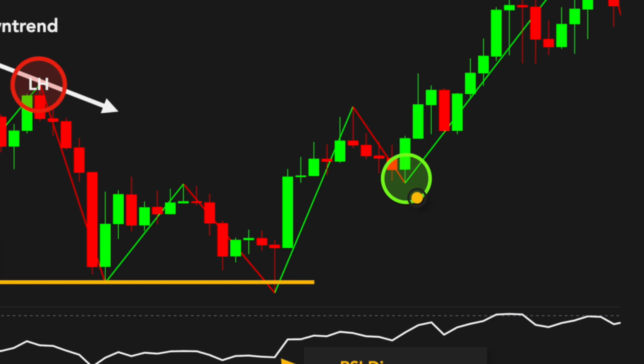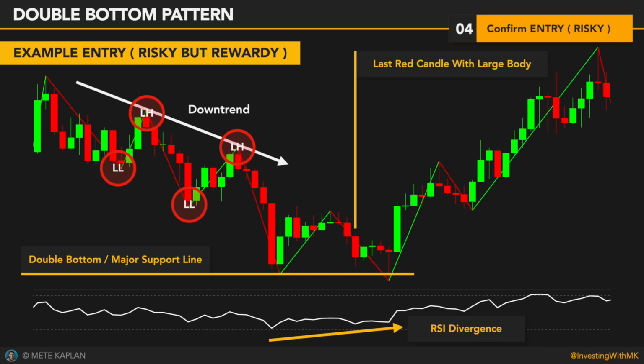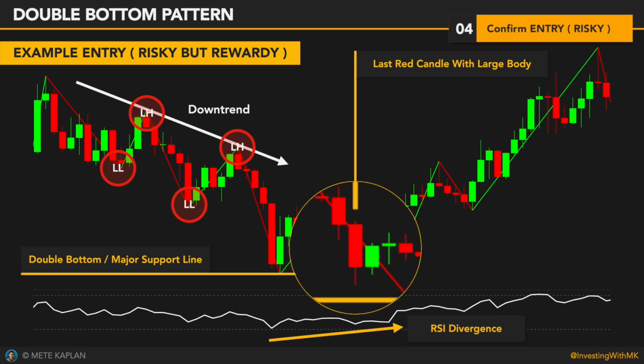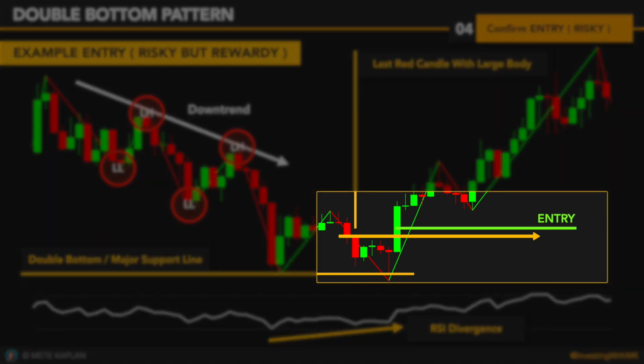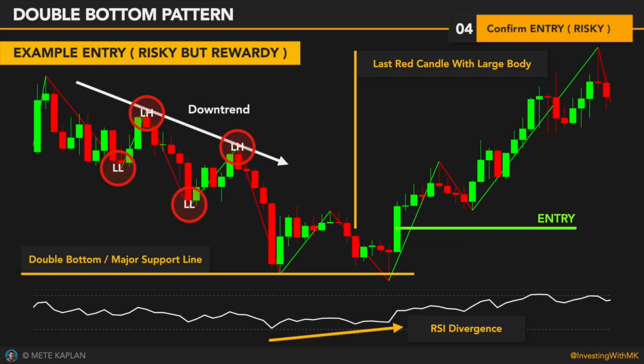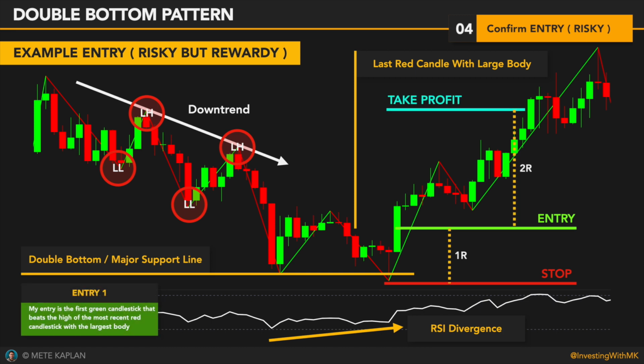What I do is, I'm looking for the most recent red candle with the largest body. This candle was the last castle of sellers. If the buyers can beat this candle, we have an opportunity. My entry is the first green candlestick that beats the high of the most recent red candlestick with the largest body. My stop loss is at the bottom of the pullback, maybe a few pips below. My take profit order is at 2R as usual. This entry could be risky from time to time.